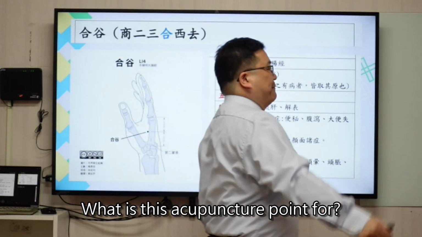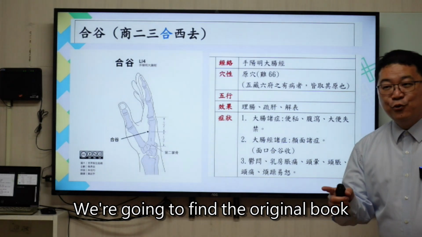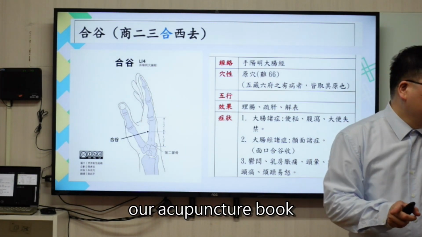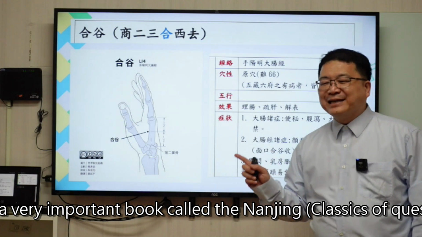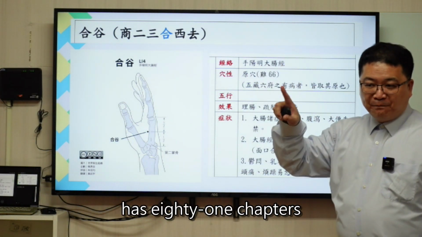What is this acupuncture point for? We're going to find the original book. How do we write it? In our acupuncture book, there is a very important book called the Nanjing, the Classic of Questioning, which has 81 chapters.